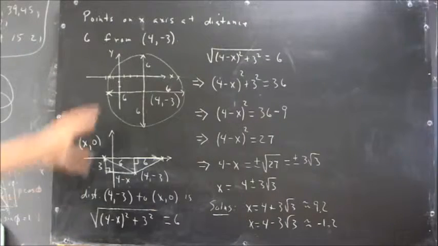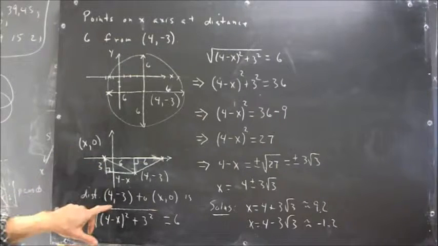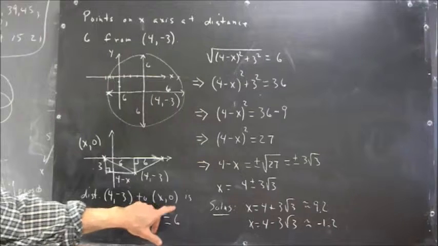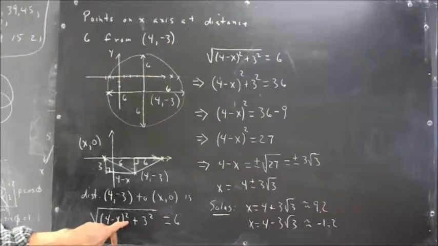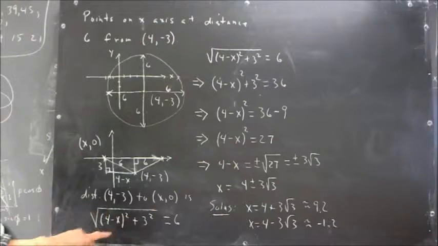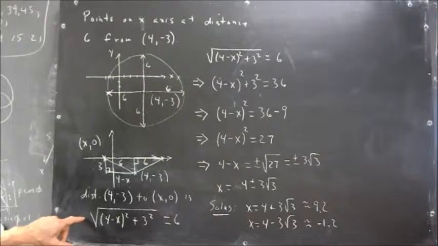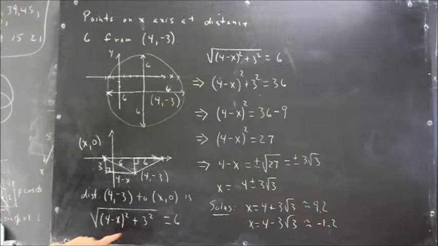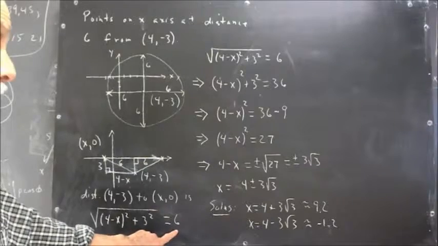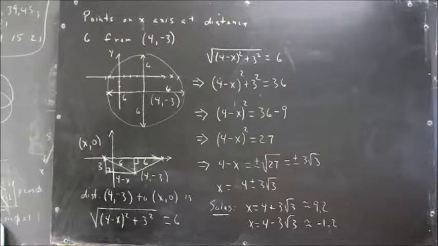I'll note that you didn't need these pictures really. If you use the distance formula, you will find that the distance between 4, negative 3, and x, 0 is the quantity 4 minus x squared plus 3 squared. And you might have x minus 4 squared here. Since it's squared, it doesn't matter if you have 4 minus x or x minus 4. So the distance formula gives you this expression for distance and this expression for distance, which would then be solved by exactly the same steps.